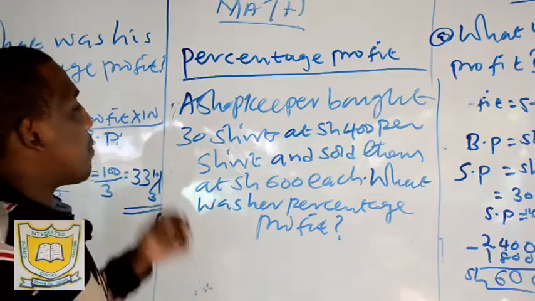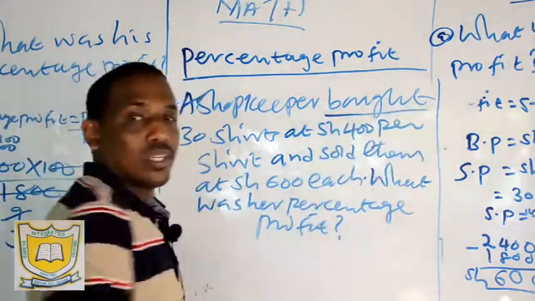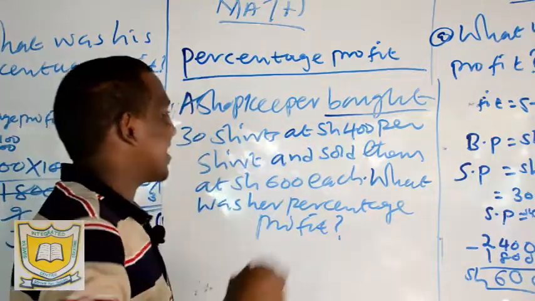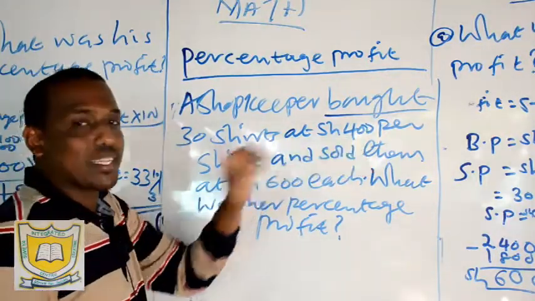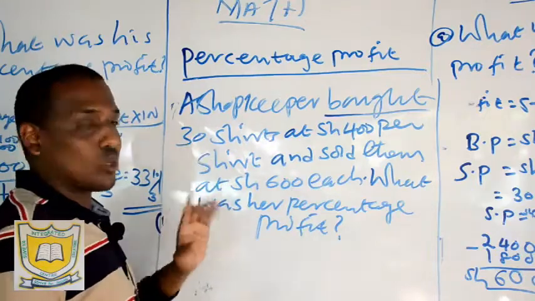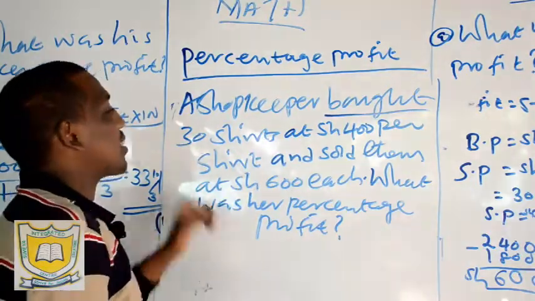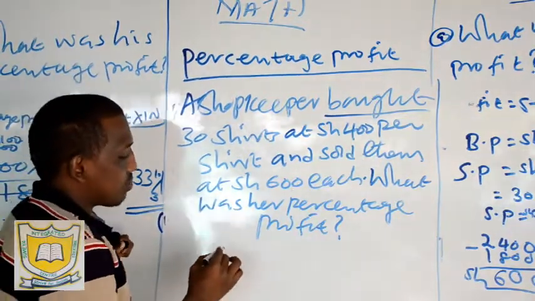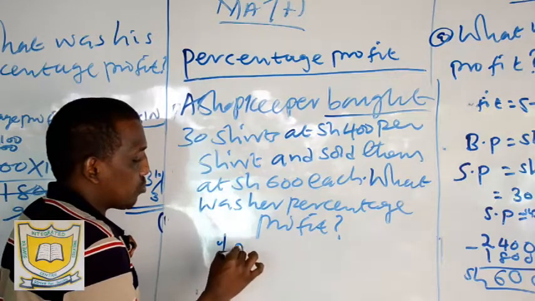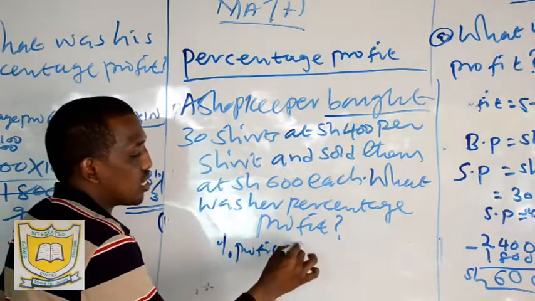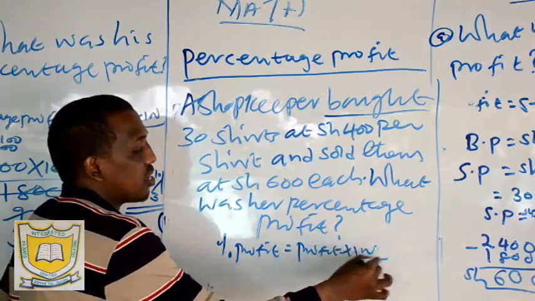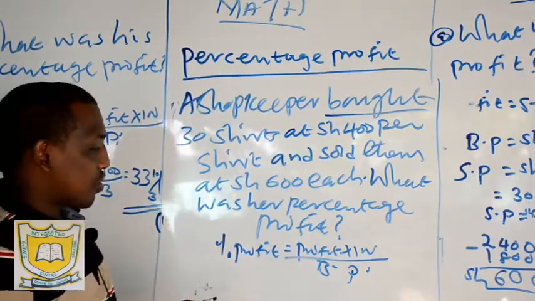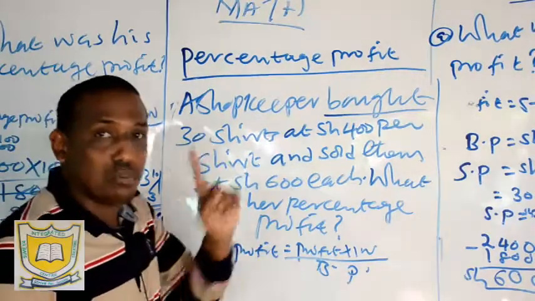You are told a trader bought, that is the buying price. A trader bought 30 shirts at shillings 400 per shirt. So what do we do? Per, at, each, we always multiply. For, we don't multiply. So you are told 30 shirts at shillings 400 per shirt. So to get the percentage profit, first we say percentage profit is equal to profit times 100 over the buying price. That's what we said. So now we don't have the profit. We must get the profit first.